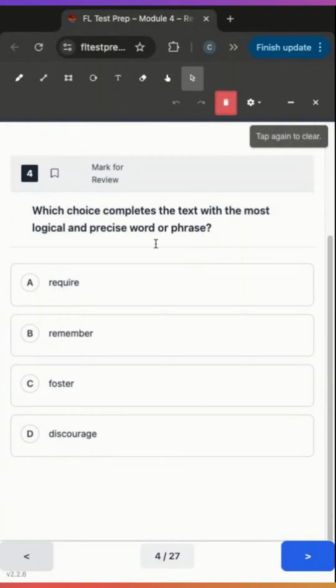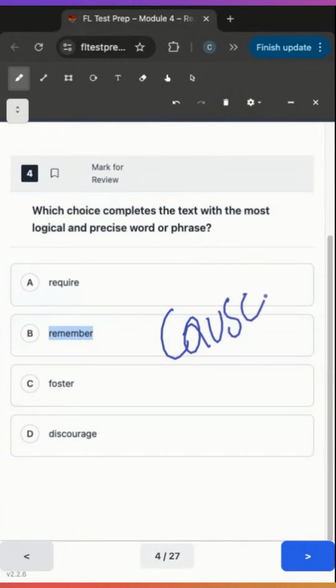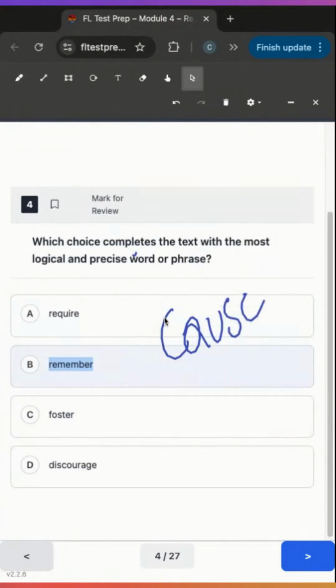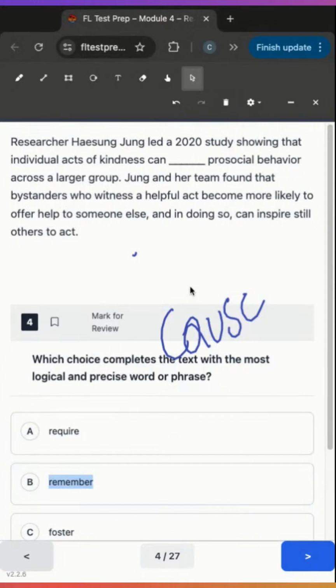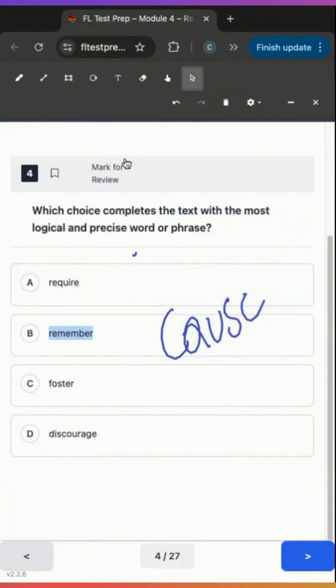So which one is most similar to cause? No, where's my pen? Cause. All right, require. I mean, we can leave that, but I don't think acts of kindness require pro-social behavior. Is that a bit weird? I don't know. I'm not liking it, but I'm not going to dump it just yet. Well, I know. Does pro-social behavior remember acts of kindness? That's not similar to cause at all. I know it's not going to be B.